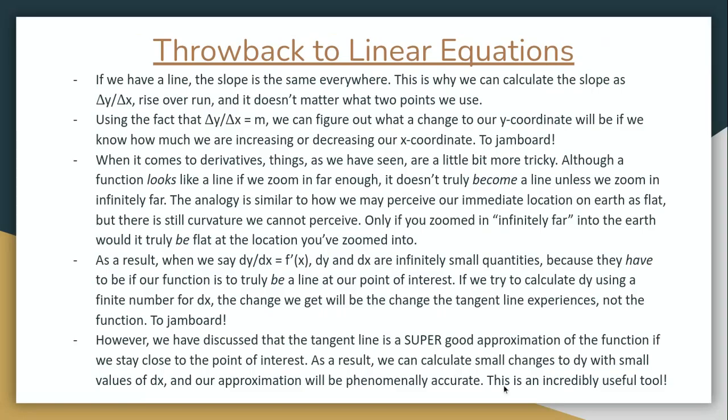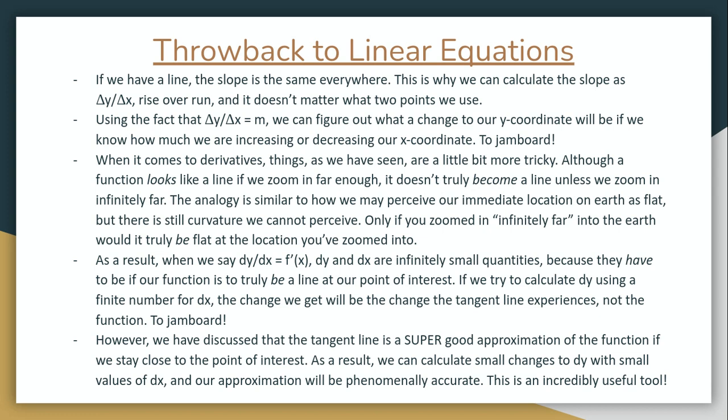This is what I was talking about earlier with Henry, and I'll explain again for YouTube. If we have a line, the slope is the same everywhere. So when we calculate the slope as delta y over delta x, which is the rise over run, it doesn't matter what two points we use, because the slope is the same everywhere.